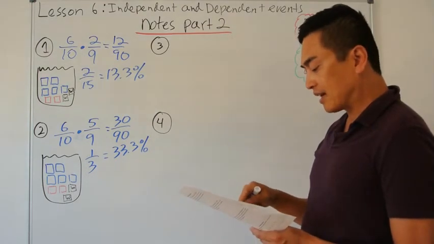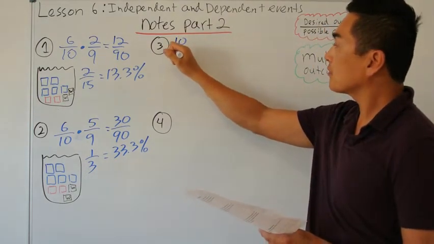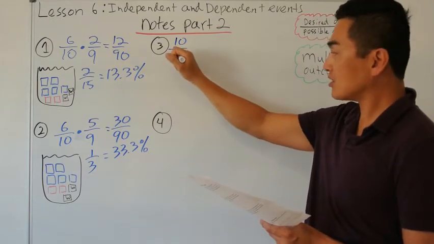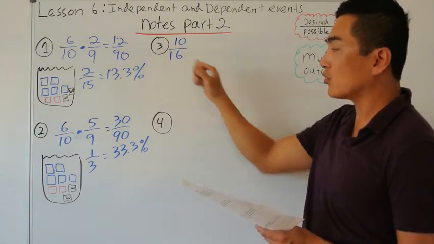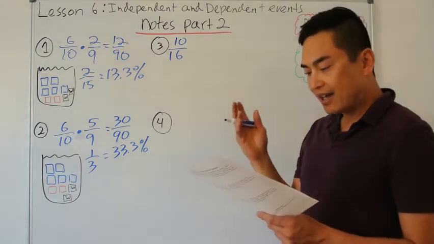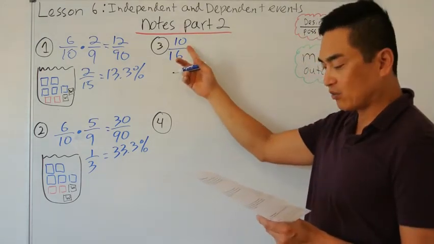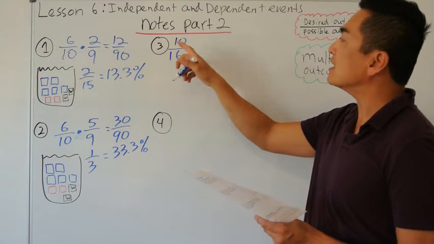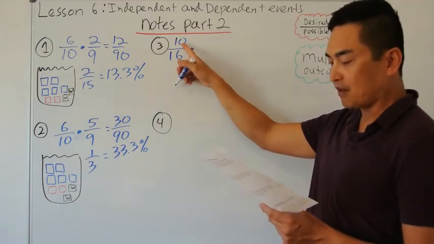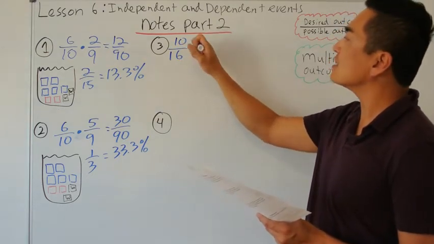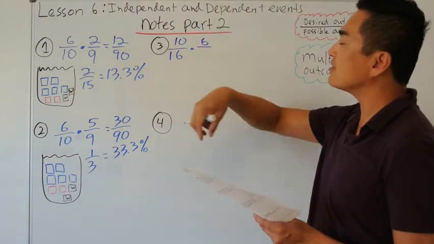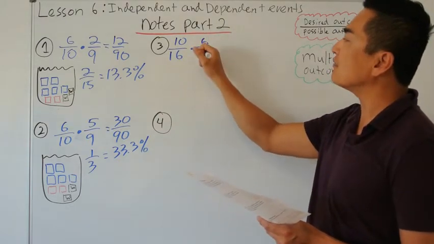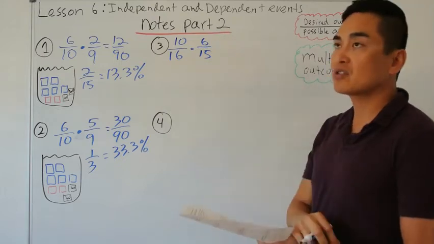Okay? So it looks like there are 10 red socks out of 16 total. There are 10 reds and 6 blues. You want to get 1 of each. So let's just say the first one is a red sock, and then the second one is going to be 6. Again, if you take 1, that means there's only 15 left in there.